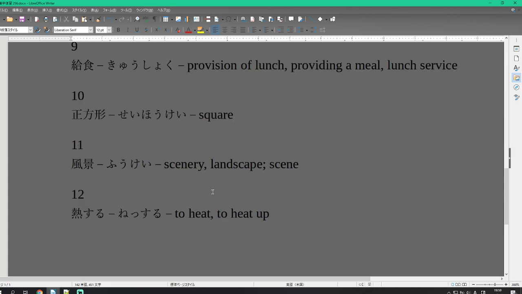Number 11 is Fuukei. Fuu on the left side is wind. Kei on the right side is scenery. So what I imagine here is the wind sweeping over a scene. So that's a landscape or a scene. Fuukei is a windswept landscape, or scenery.